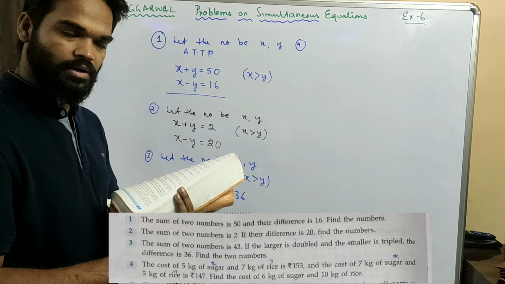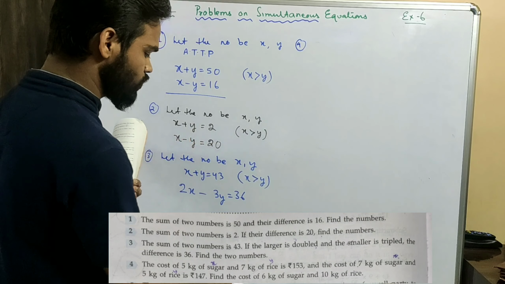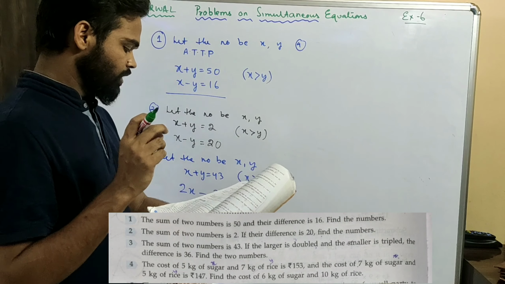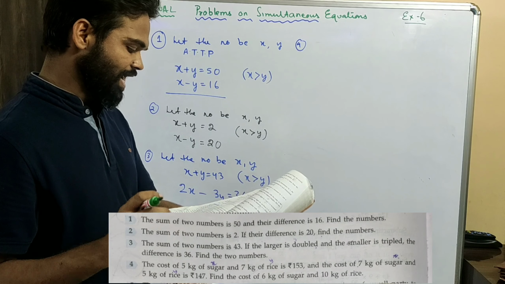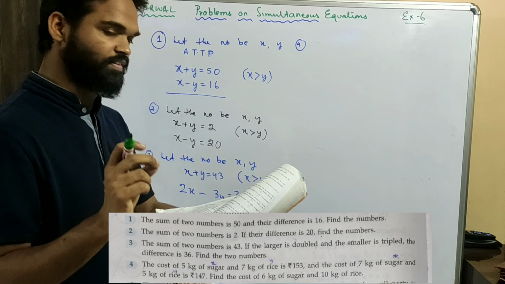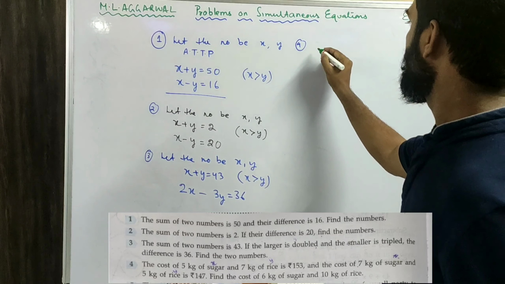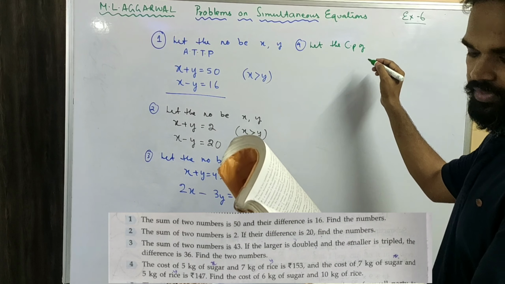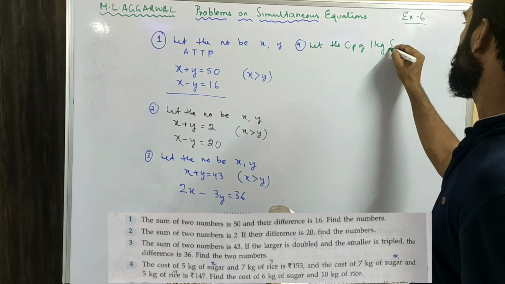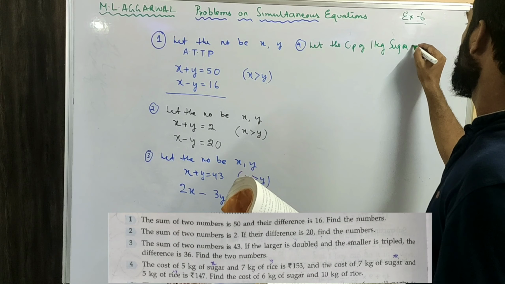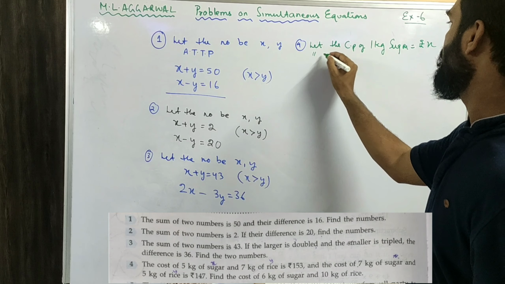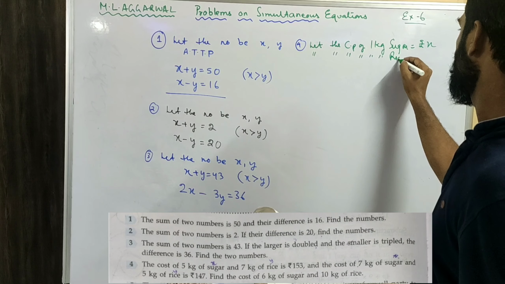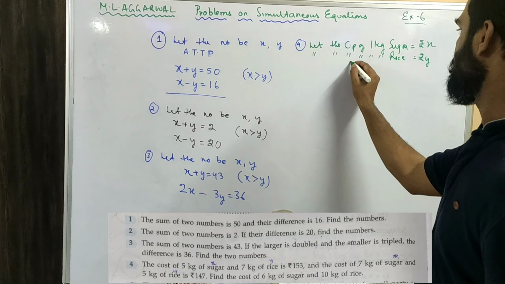Now look at sum number 4. Solving we have already done, how to solve the simultaneous equation, so I'm not going through it. See, the cost of 5 kg of sugar and 7 kg of rice is 153. So what I'll do, let the cost of 1 kg of sugar be rupees x, and let the cost of 1 kg of rice be rupees y. Now we'll read the sum.